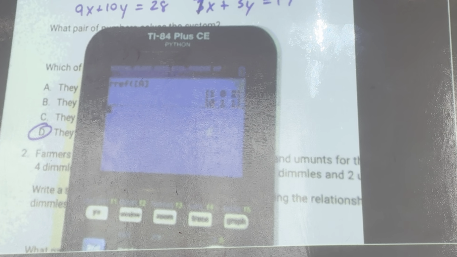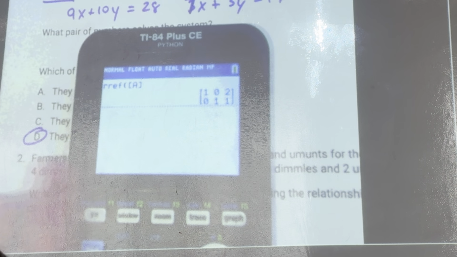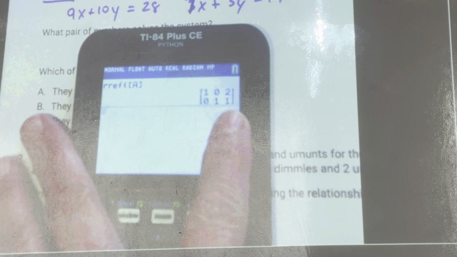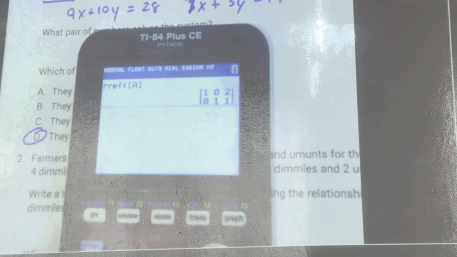Yeah, 2 and 1. And so the last one, X is the first one and the second one is your Y. So in the X column is 2 and 1.